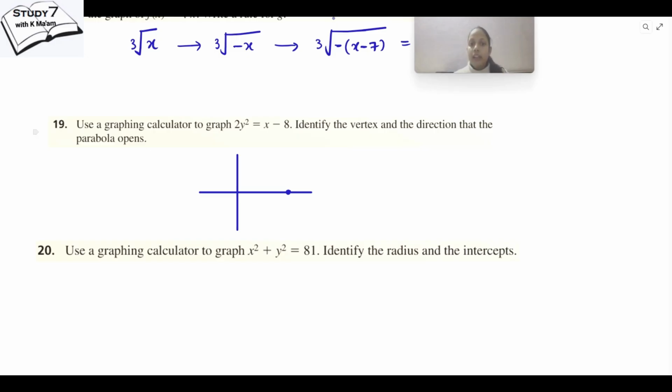Now if you put y as 2, 2 2s are 4, 4 2s are 8, 8 2s are 16. So add 2, let's go up. It's like this. Okay. So what is the vertex? The vertex is (8, 0). Direction of opening: right, opens right.